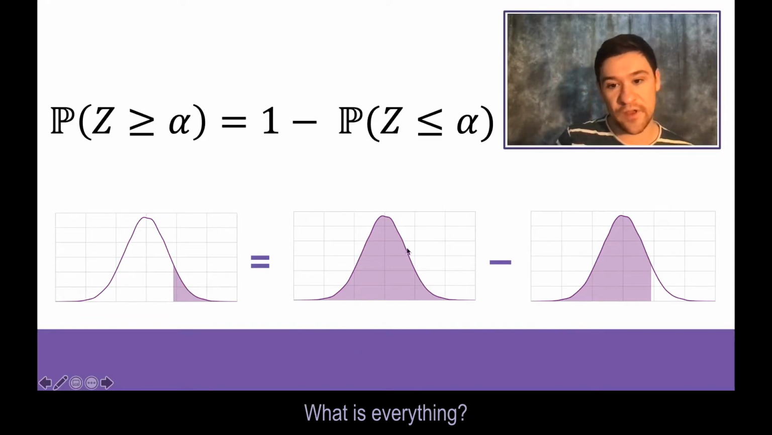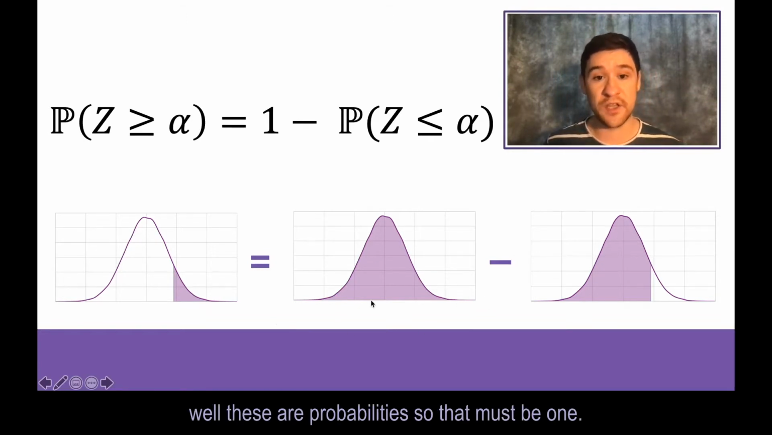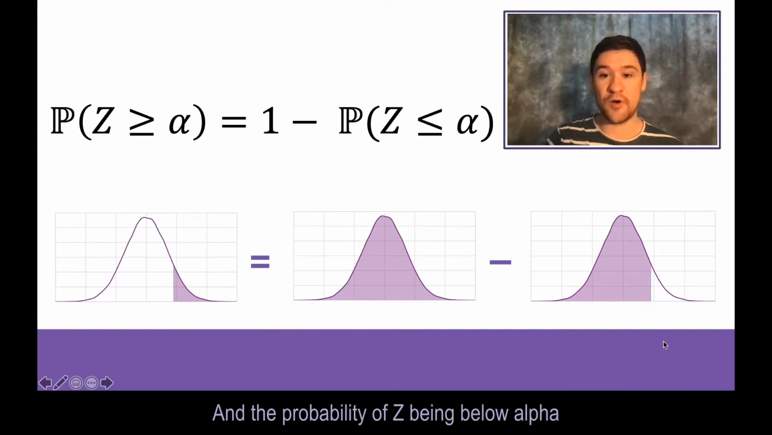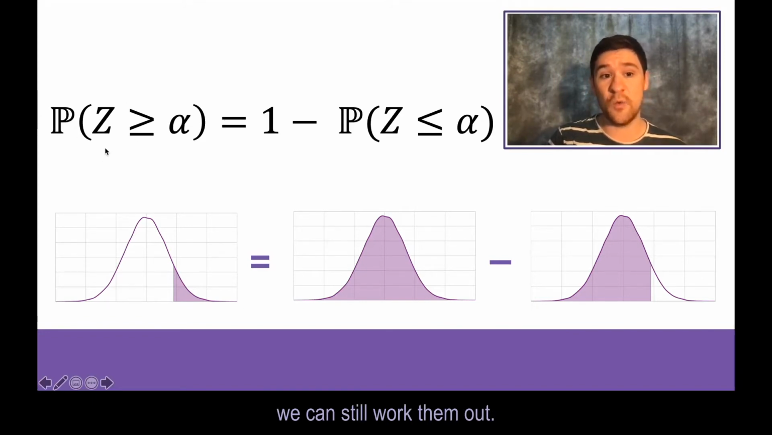What is everything? The probability of everything under the curve. Well, these are probabilities, so that must be 1. And the probability of Z being below alpha we can read off the tables. And so even though these are not written in the tables, we can still work them out.